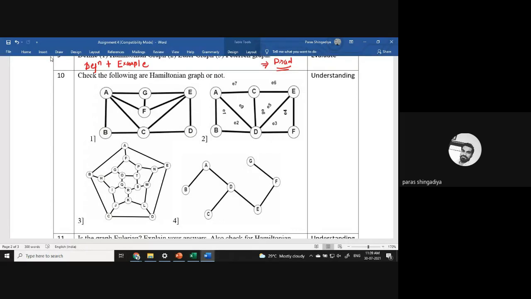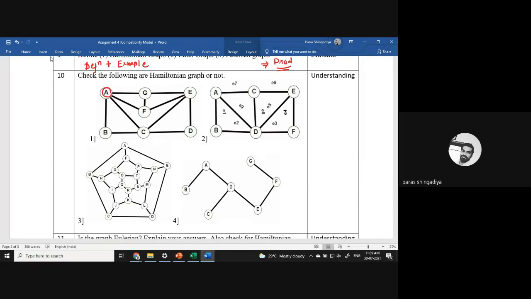So here this graph is a Hamiltonian graph. Why is it Hamiltonian? Because we can create one circuit which includes every vertex of this graph exactly one time. So let's start with the vertex A. You can start with any vertex.